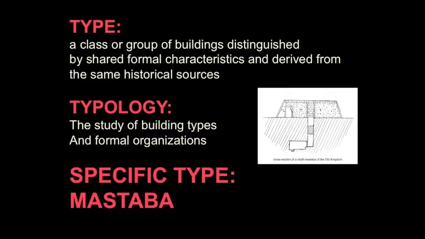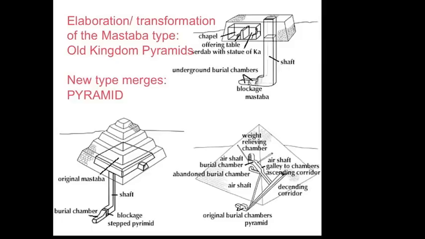So a type is a class or a group of buildings distinguished by shared formal characteristics and derived from the same historical source. So in Egypt, anybody seeing a mastaba would say, dead person there, I know what's going on. Typology is the study of types and formal organizations. And for the purposes of architecture, you can use typology to connect to this body of historically embedded meanings and tweak them toward your own ends.